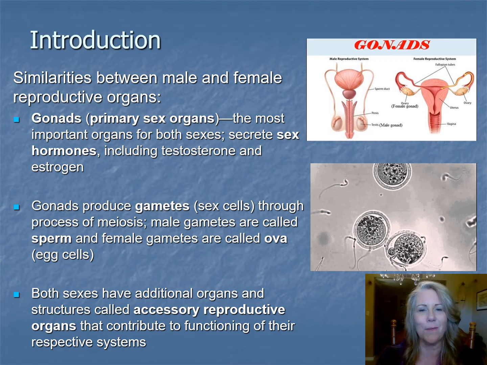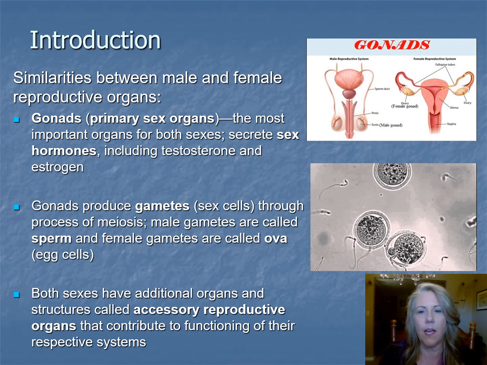They secrete sex hormones, including testosterone and estrogens. Testosterone for male, estrogens for female. The gonads produce the gametes, and these are the sex cells, through a process of meiosis. So male gametes are called sperm, and female gametes are called ova, or egg cells. Both sexes have additional organs and structures called accessory reproductive organs that contribute to the functioning of their respective systems.